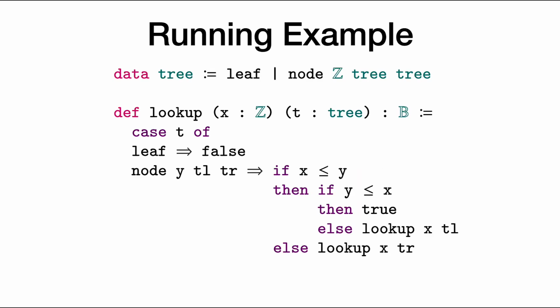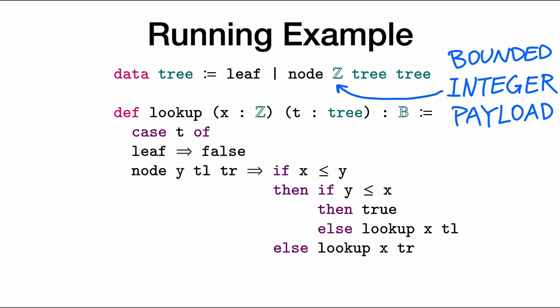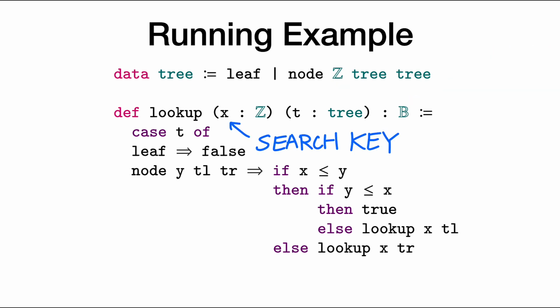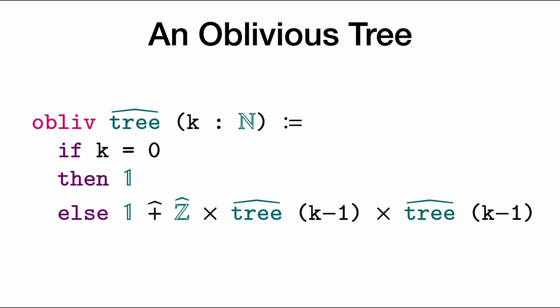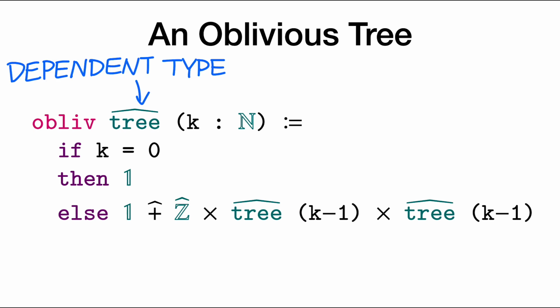To give you a teaser of what our solution looks like, consider this binary search tree example. A tree is defined in a standard way with bound integer payload, and the lookup function takes a search key and a tree and returns whether this key is in the tree. We can define a corresponding oblivious tree, treehead, as a dependent type with a type index being the public view. In this case, the public view is the upper bound of the tree depth.